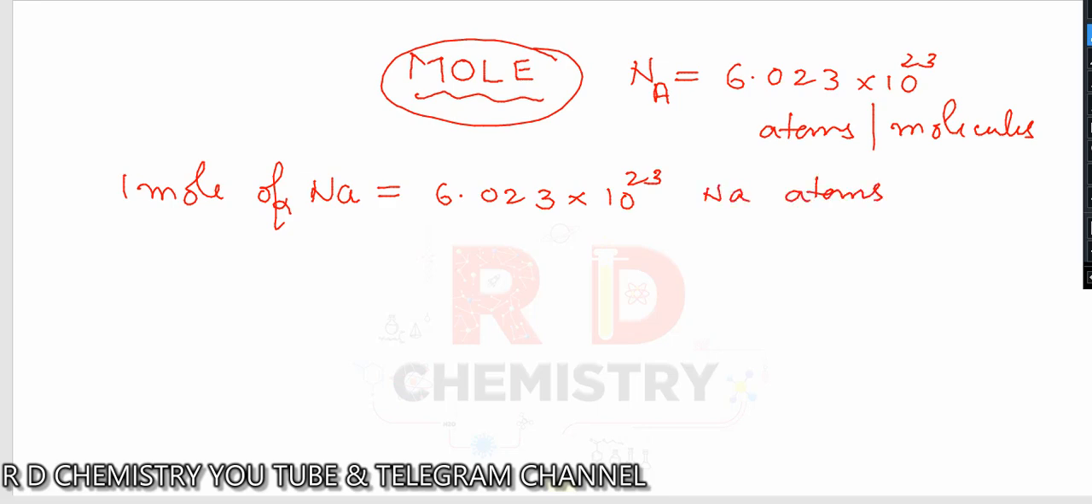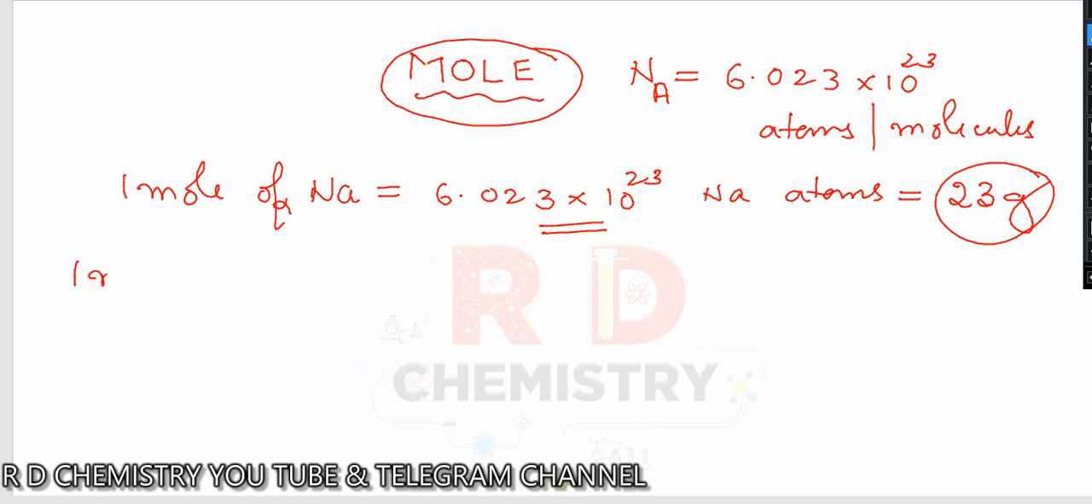And what is the mass of this? This mass is equal to the gram atomic mass of sodium. The atomic mass of sodium is 23, so the gram atomic mass is 23 grams. So that is the mass of this substance containing Avogadro number of particles.